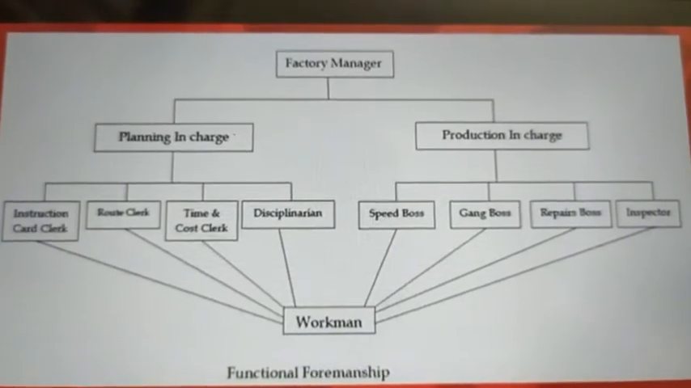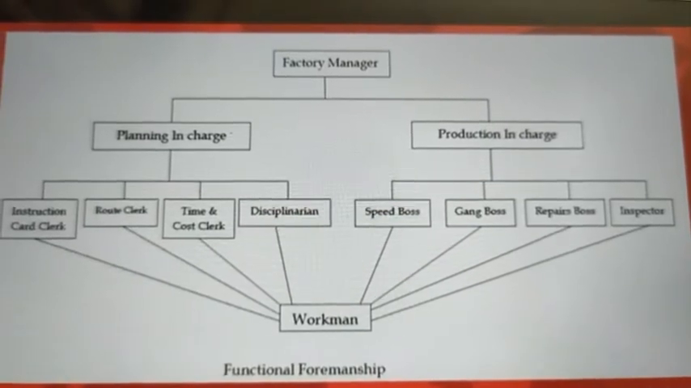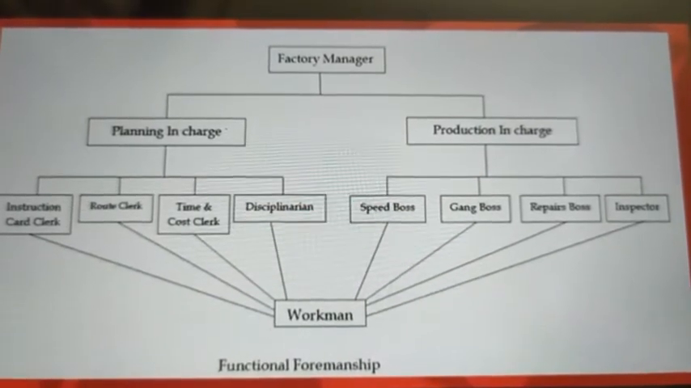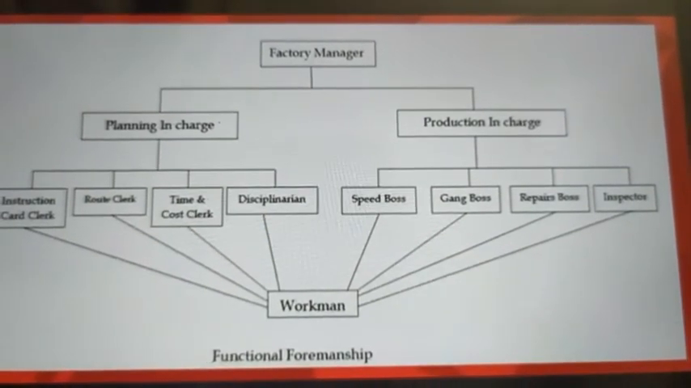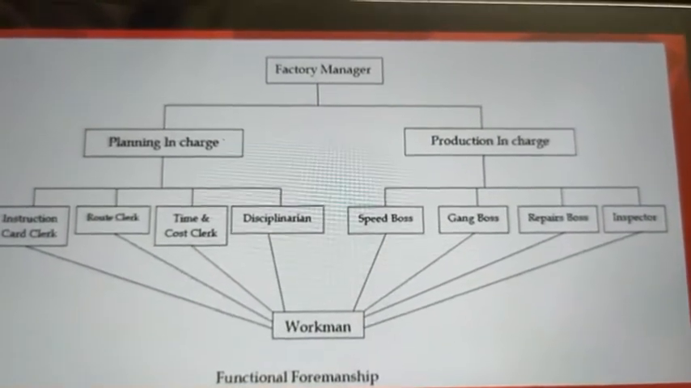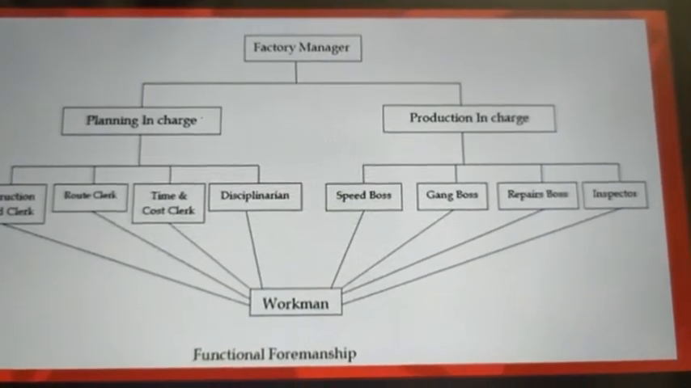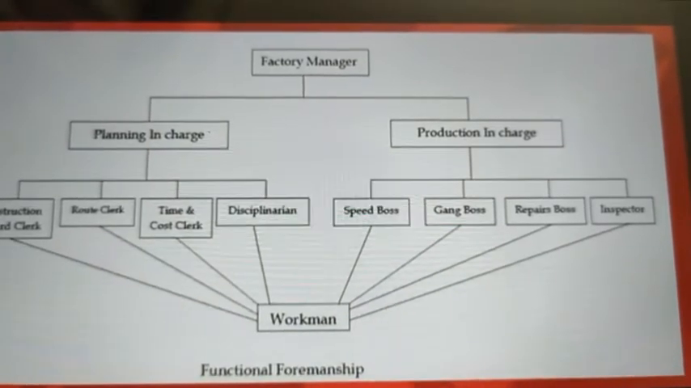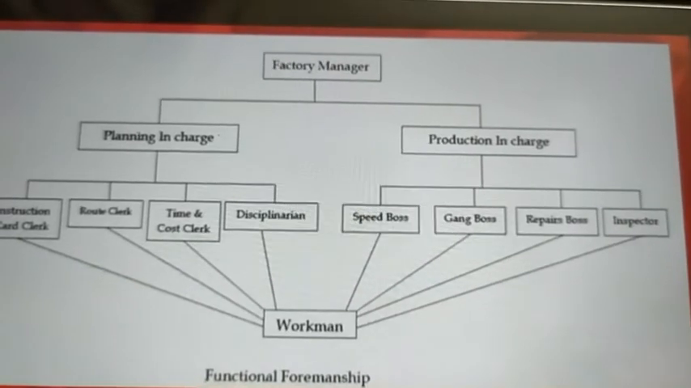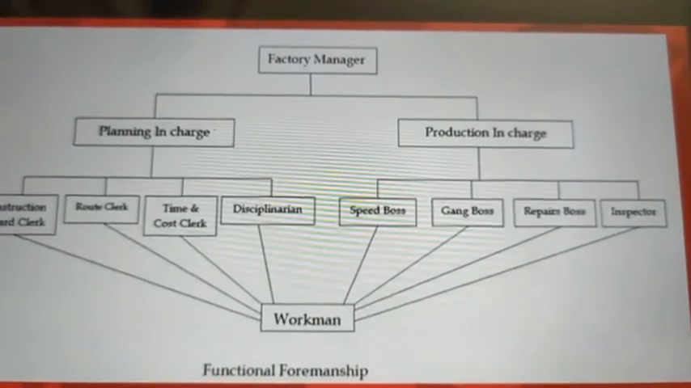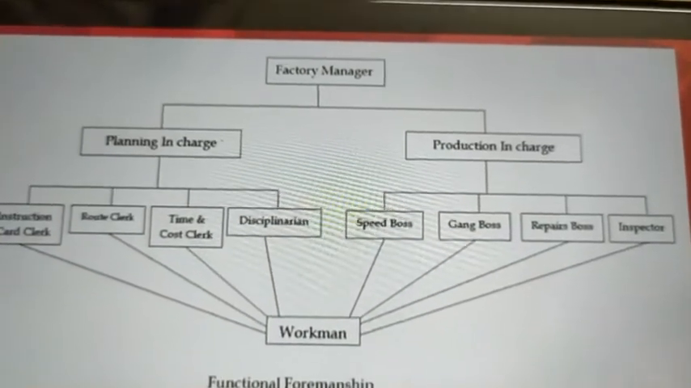There are other functional experts under the production department, namely speed boss, gang boss, repair boss and inspector. The speed boss will ensure that the work is completed on time. That is, he will keep a check on the time taken or the desired time for completing the work, in what time the work has been completed when the actual production is taking place.